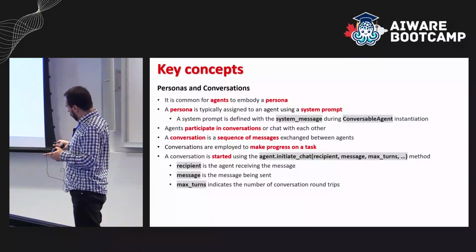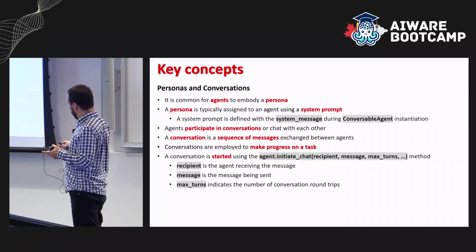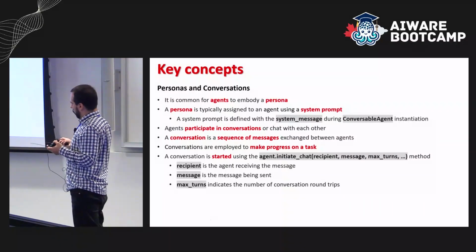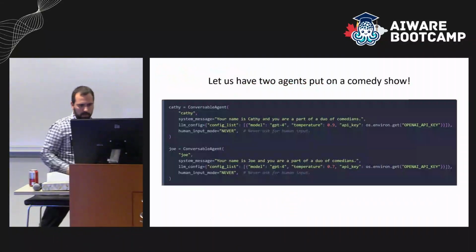A conversation is started with initiate_chat, right? You have a recipient, you have message and max_turns. There are other parameters too, but recipient is going to be the agent receiving the message. Then you have the message and the max number of turns you want to have in this conversation, right?